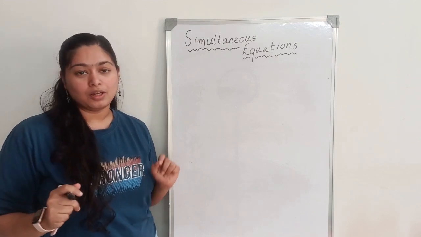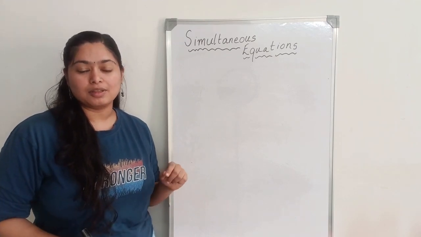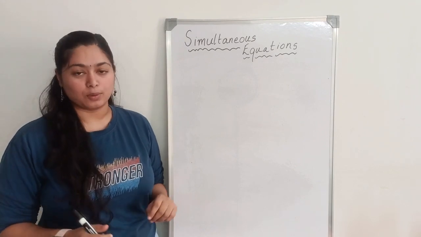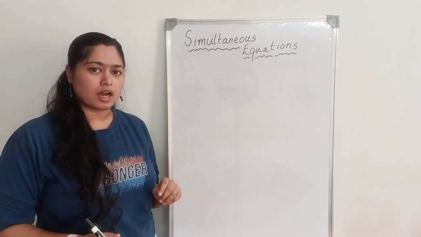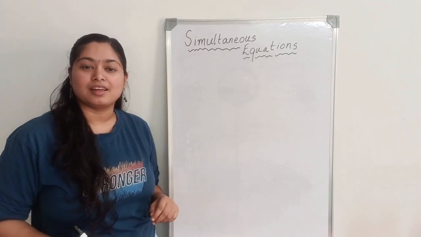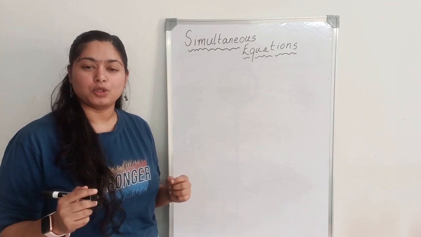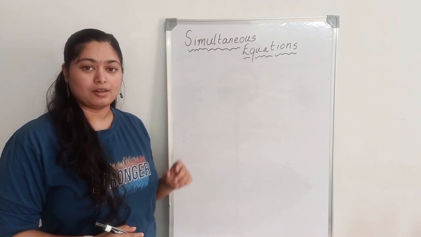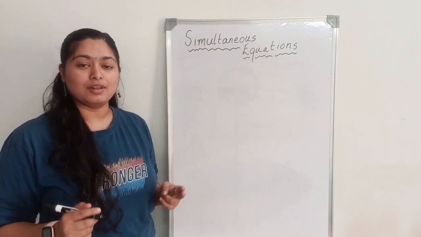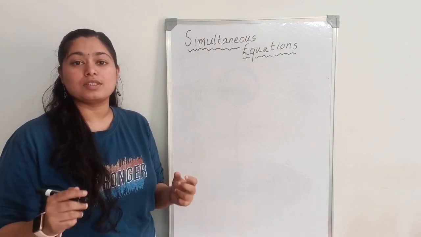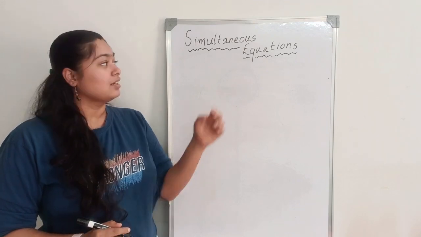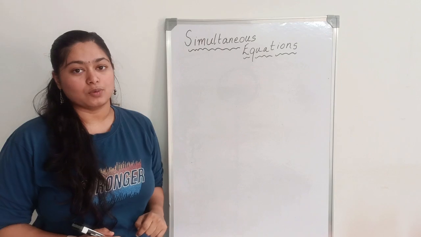In today's video, I thought let's discuss the topic simultaneous equations. I would like to start with the word simultaneous. The meaning of simultaneous is something that happens together. So here also there are two different things, or two different equations, which are solved together. And that's why the name simultaneous equations.